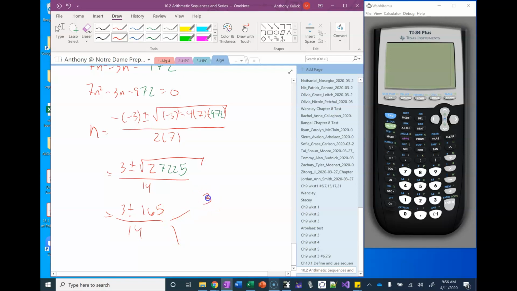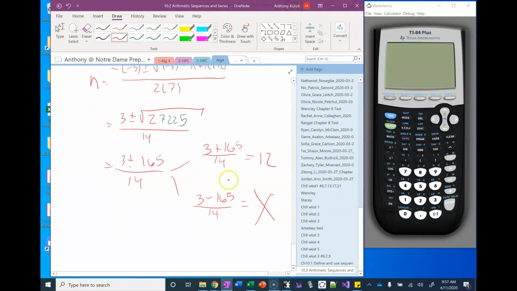So if I break this up, then I have 3 plus 165 over 14. I have 3 minus 165 over 14. So that comes out to be 12. And that comes out to be not a whole number, so it doesn't matter to us. So negative 162 divided by 14 is a fraction, so I don't care about that. They have to be positive whole numbers. So there we go.